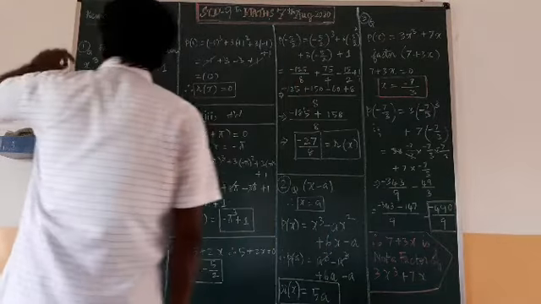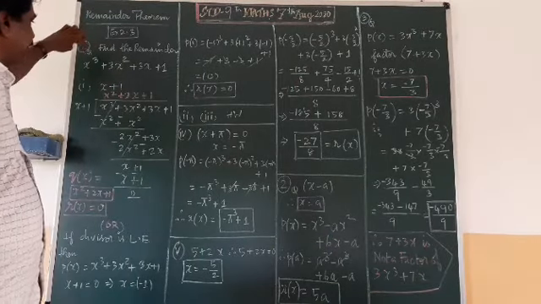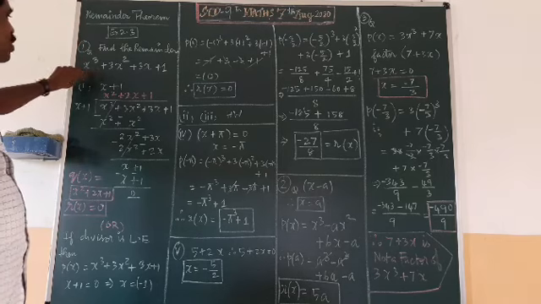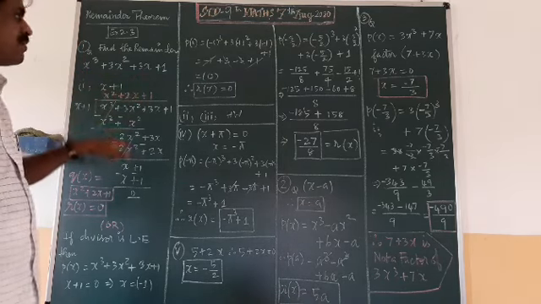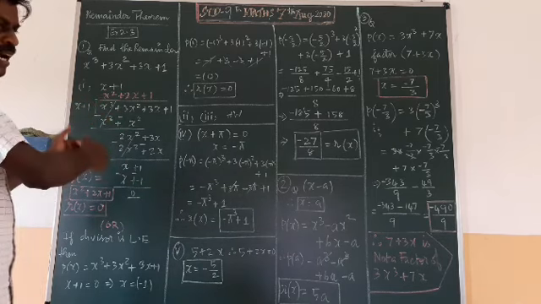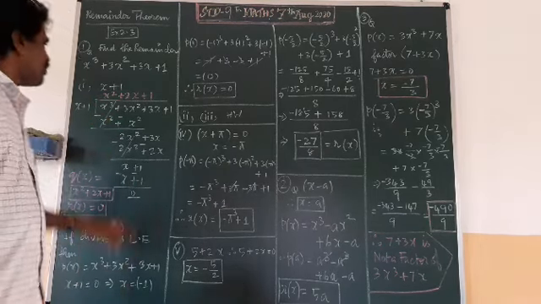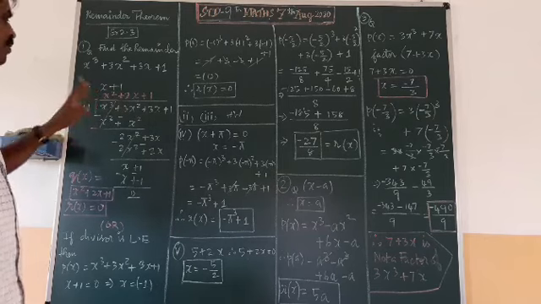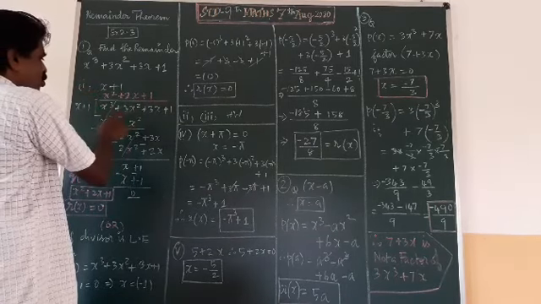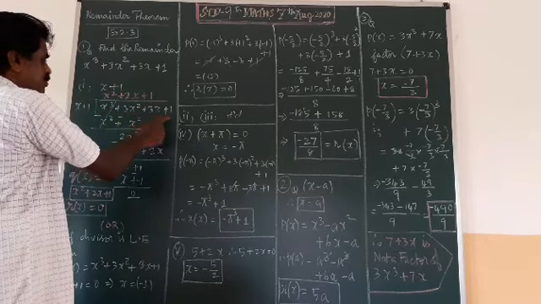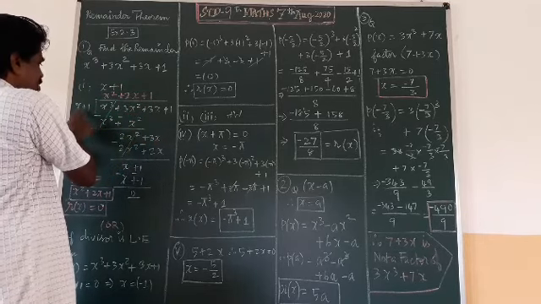What is given in the first question? Find the remainder. The polynomial given is x cube plus 3x square plus 3x plus 1, when it is divided by x plus 1. Another two or three problems are given. So first I have taken x plus 1. Normal polynomial division I am doing. I am writing inside the division bracket x cube plus 3x square plus 3x plus 1, divided by x plus 1.